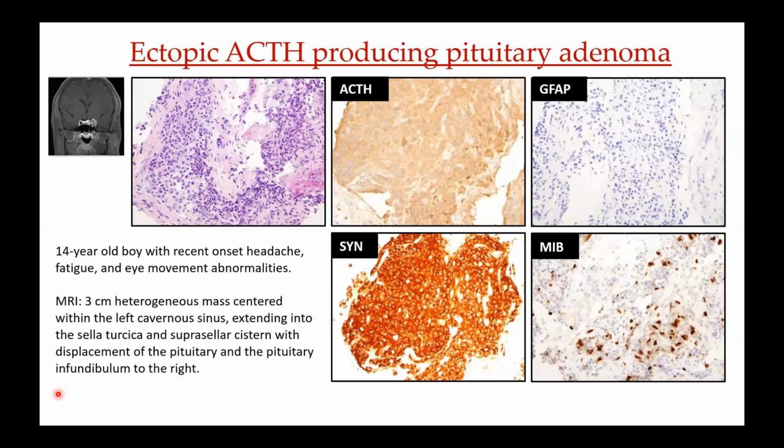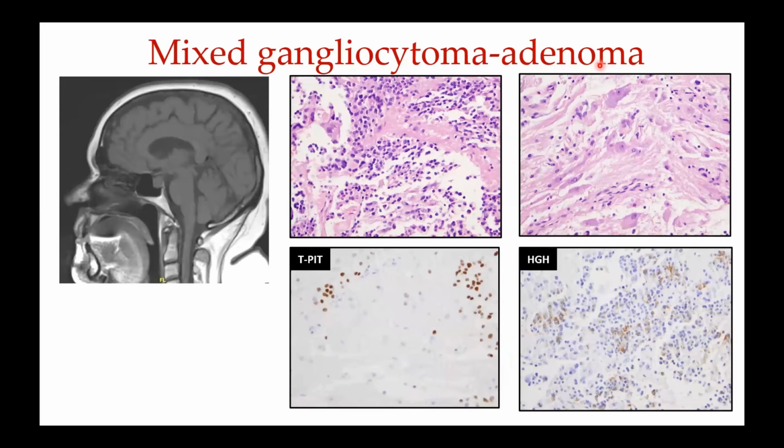Just a couple of maybe atypical examples of pituitary adenoma type lesions. This one here is an example from a 14-year-old boy who had a lesion that had grown into the left cavernous sinus, so there was no cellular connection here. It looked like it had pituitary adenoma histology. The tumor actually had ACTH expression. It was synaptophysin positive. It stained for TPIT as well. So this is an ectopic ACTH producing pituitary adenoma, pretty uncommon, but not unheard of. And ectopic adenomas tend to have ACTH production.